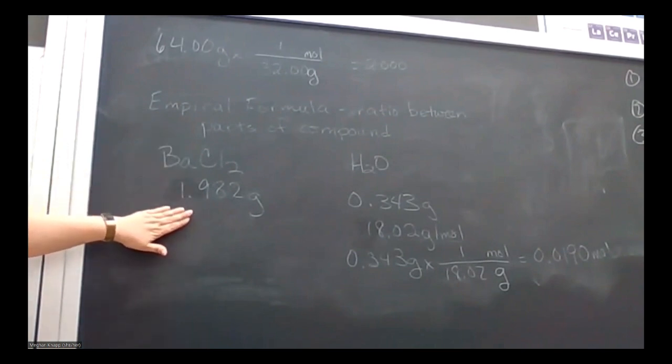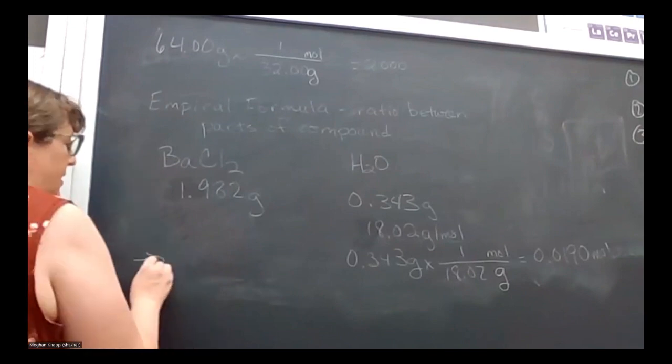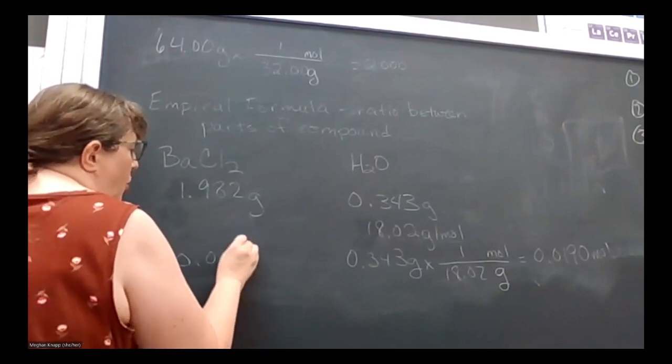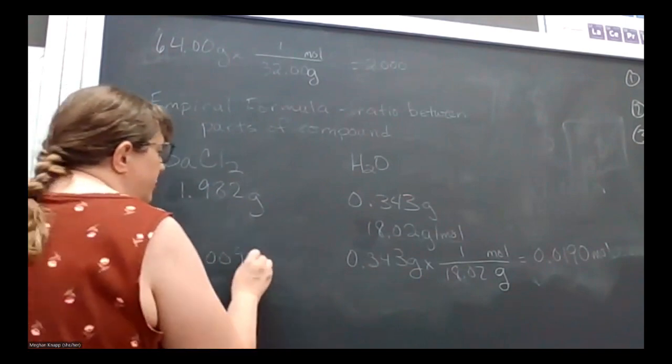The barium chloride has a mass of about 208. I'll let you calculate that. We end up with 0.009 moles.